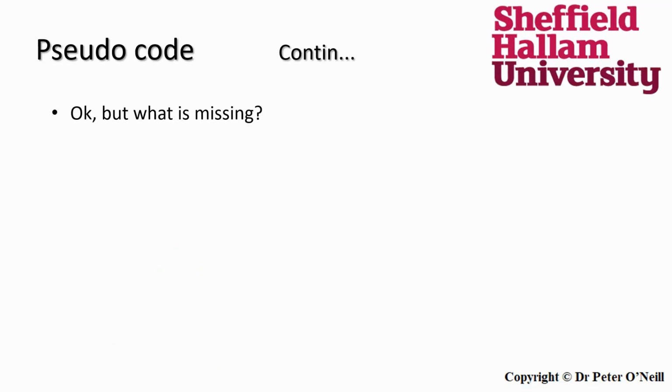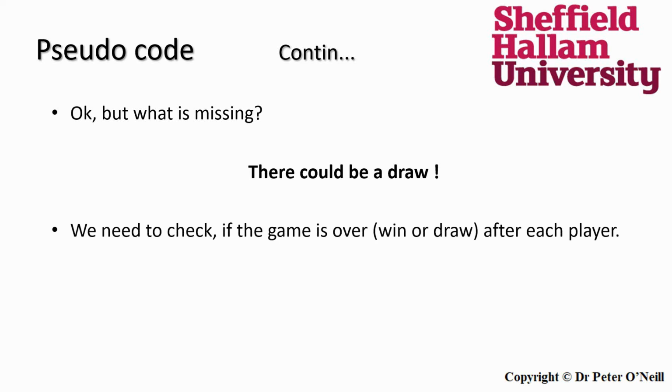Okay, but there's something missing. There could also be a draw. So we're checking for win, but we're not checking for draw, which of course in noughts and crosses is most probably going to be the outcome if the players are equal to each other. We need to check if the game is over, not only if it's a win, but if it's a draw after each player has played.